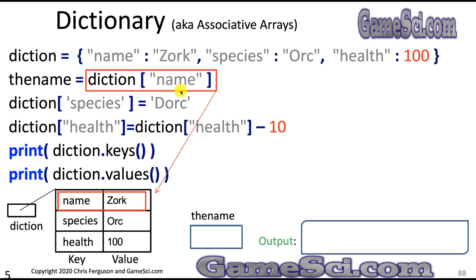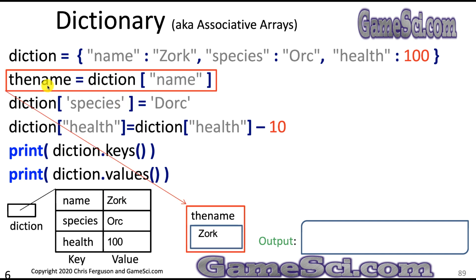Diction square bracket, name in quotes, end of square bracket. Name is the key. Go into the dictionary and find the key name. Once you find it, extract the value listed under name. So it will return the value Zork. And the Zork gets assigned to the name variable. We just pulled something out of our dictionary using the key name and assigned it to the variable name, and you could see Zork showed up in our variable name. This is an example of extracting something from the dictionary. Pull a value out of the dictionary.